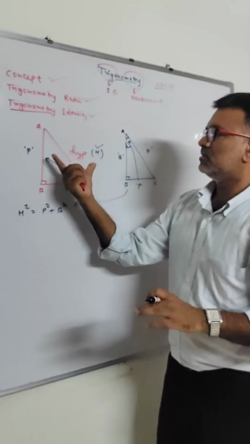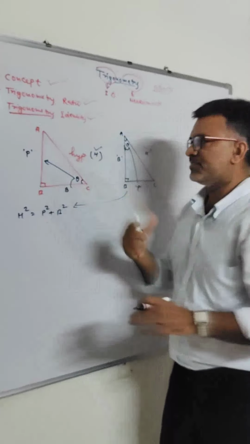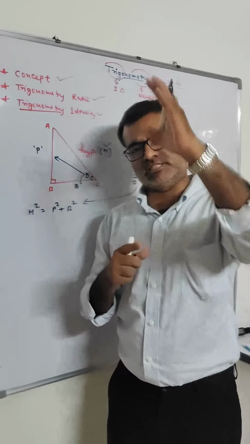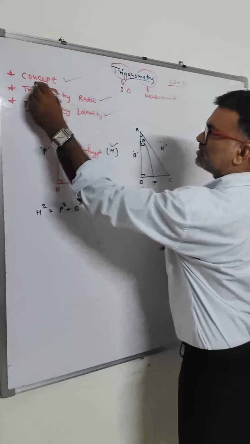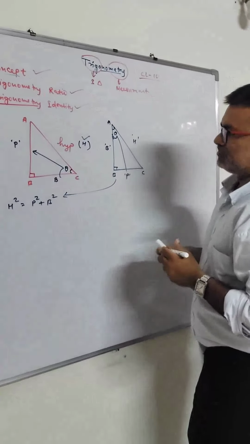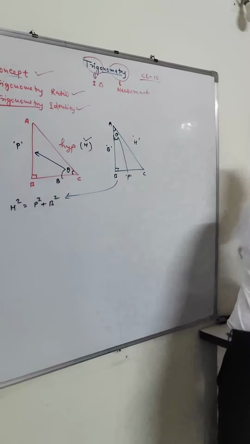So this was our basic concept in this. Here I am talking about inclination line, declination line. Here I am not talking about that. I am talking about this concept. Okay, so this is your first concept, for right angle triangle.